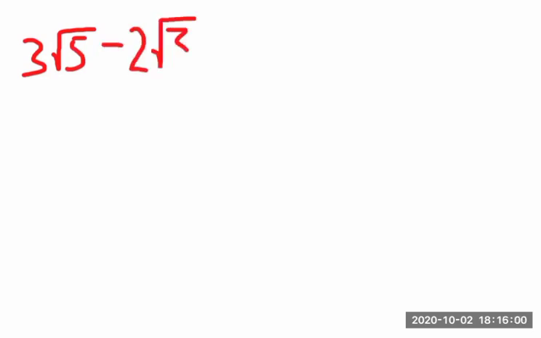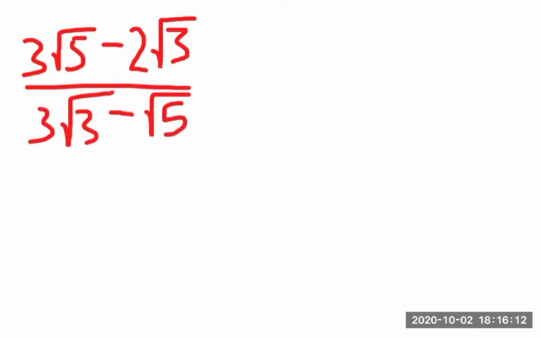By rationalizing the denominators, simplify the following. What is rationalizing the denominators? So let's see. The question that I have is 3 times under root 5 minus 2 times under root 3, divided by 3 times under root 3 minus under root 5.